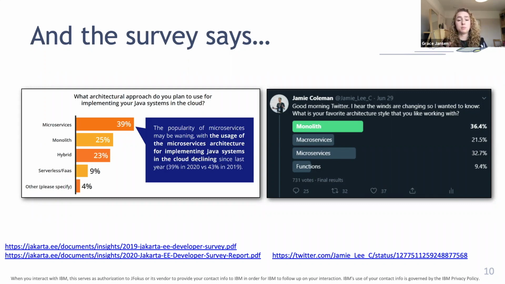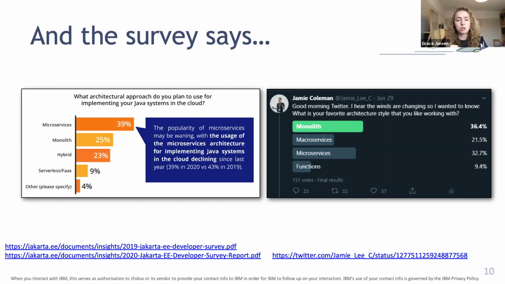And there was a tweet done by Jamie Coleman, who I think is doing a brown bag session with you guys later on at some point, so you'll probably meet him soon. And he did a tweet asking, what kind of architectural styles are you working with? What kind of architectural styles are you interested in?